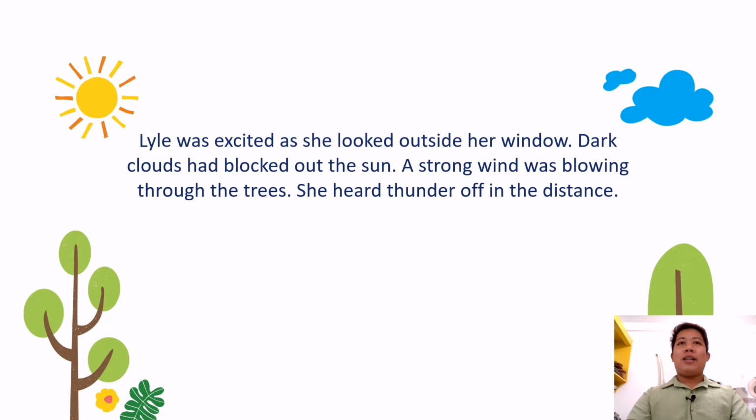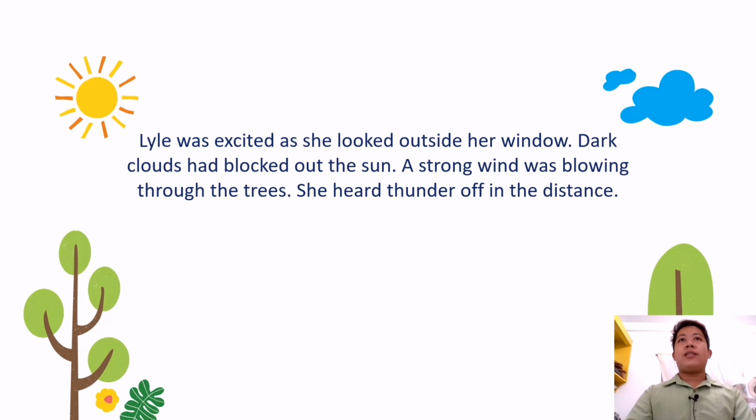Now, let's try to give a conclusion to this passage. Lyle was excited as she looked outside her window. Dark clouds had blocked out the sun. A strong wind was blowing through the trees. She heard thunder off in the distance.